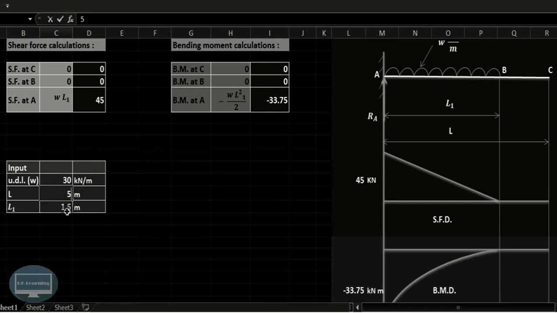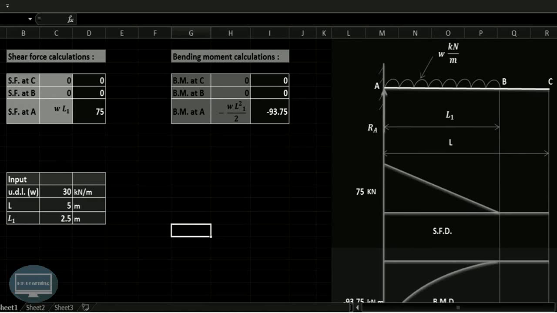Now if this span length is 5 meter and this is 2.5 meter, then also you can get the various values of this. Shear force at A is 75 kilonewton in this case, and bending moment at A is minus 93.75 kilonewton meter. So in this way we can use this particular Excel calculator for this example to find out the various values easily.